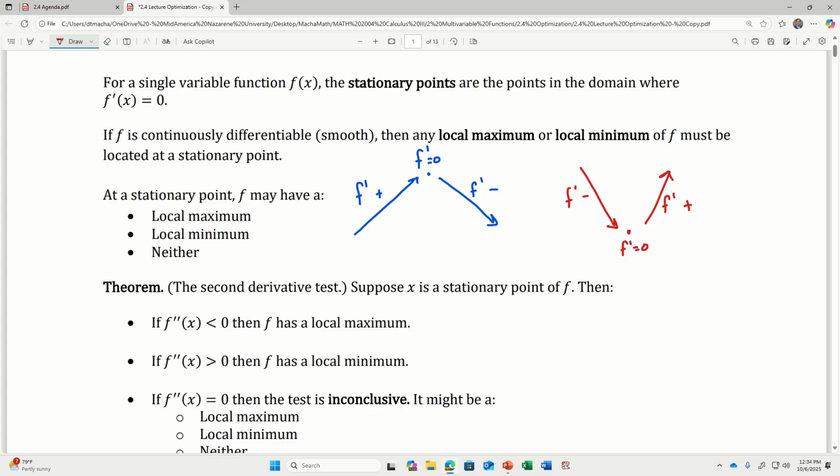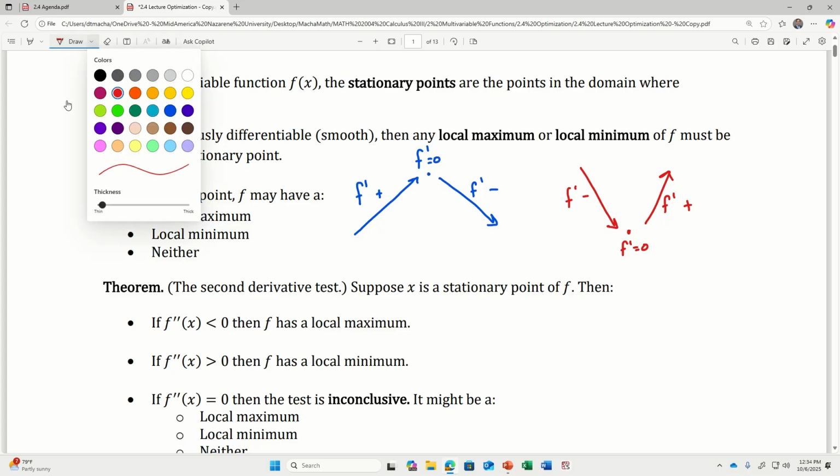And neither one means maybe your derivative is positive, and then your derivative is 0, and then your derivative is positive again. And it doesn't switch from positive to negative, or negative to positive. And if the sign on the derivative is the same on either side of your stationary point, then you're not going to find a maximum or a minimum. So to find a local max or a local min, we look at stationary points, but just because it's a stationary point does not necessarily mean it's a local maximum or minimum.